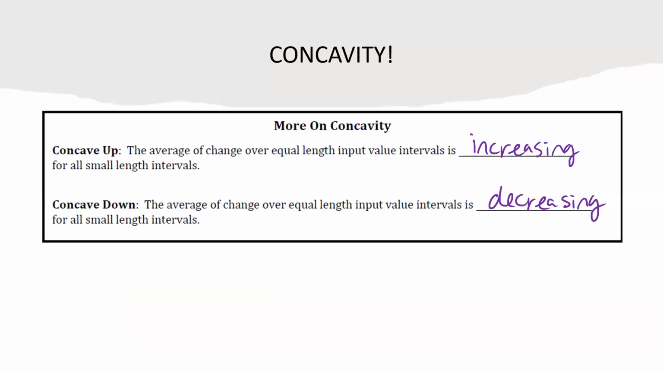So if I'm like this, on my interval, my slopes are going to be increasing, right? If I'm like this, my slopes are going to be decreasing. Make sense? You're looking at your slopes. What are your slopes doing? Not what the function itself is doing, but at each point, what is the tangent line doing? That's what concavity describes. How are your tangent lines changing?